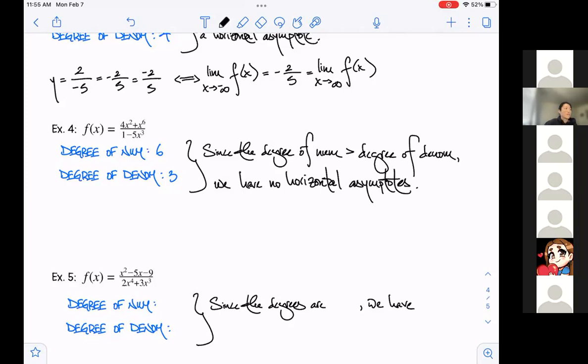How could we figure out whether it's going up or down? Anybody have any ideas? How could I figure out whether this is going to be positive infinity or negative infinity? Okay, plug in a close value from the left. All right, what value are we trying to get close to?